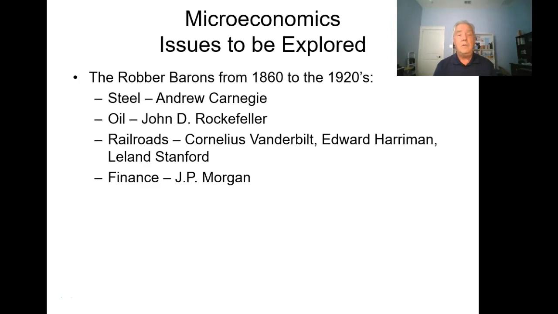All right, microeconomics, issues to be explored. 1, the robber barons. We're going to talk a little bit about the turn of the century when the U.S. went through the Industrial Revolution. Certain people were able to take advantage of what was going on. In steel, Andrew Carnegie, a Scotsman, immigrated here from Scotland. Oil, John D. Rockefeller, New York. Railroads, Cornelius Vanderbilt, Edward Harriman, Leland Stanford, Stanford University. Finance, J.P. Morgan. J.P. Morgan still in existence as an investment firm.